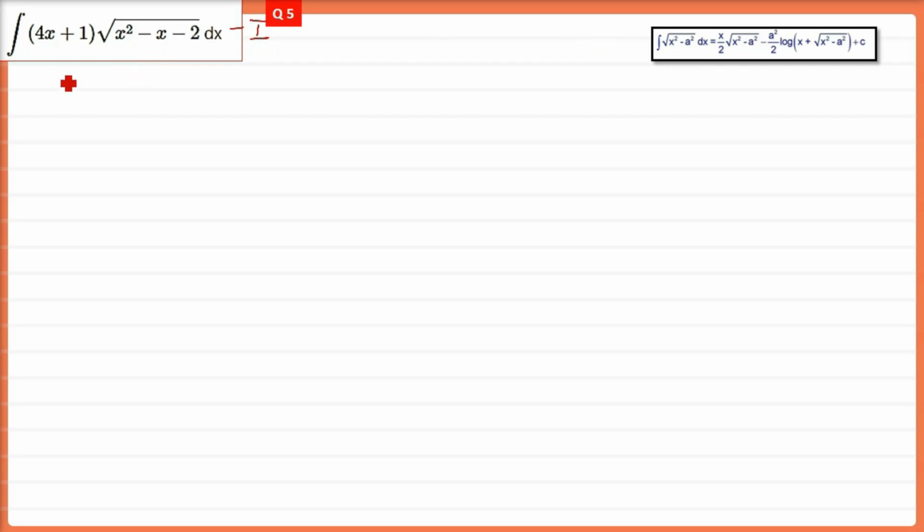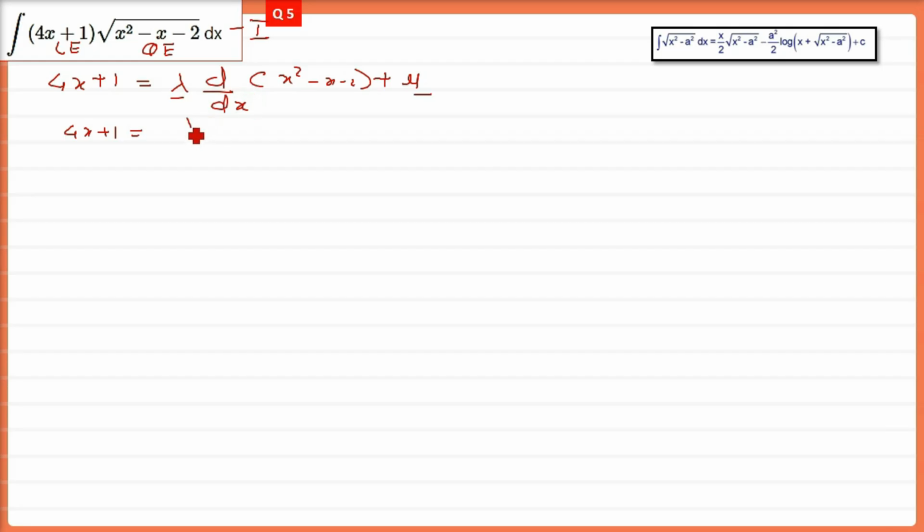Let us call this as I, and 4x plus 1, which is the linear expression outside of the root, and there is a quadratic expression inside the root. So 4x plus 1 has to be represented in the form of differentiation of x square minus x minus 2, and the differentiation will not be equal. That's why we need to include lambda and mu. These are certain symbols which we are using. You can use any symbol, and these are being employed just because 4x plus 1 will not be equal to directly the differentiation of x square minus x minus 2.